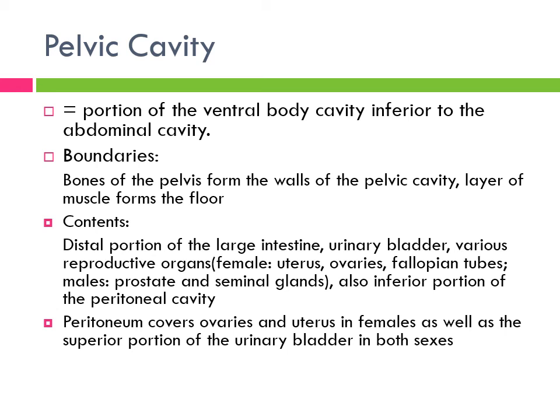The pelvic cavity is from the bones of the pelvis down to the muscular layer that forms the floor of the pelvis. It contains the end of the large intestine, the urinary bladder, reproductive organs, and the inferior portion of the peritoneal cavity comes down into the pelvic cavity. In females, the peritoneum covers the ovaries and the uterus and the superior part of the bladder in both sexes.